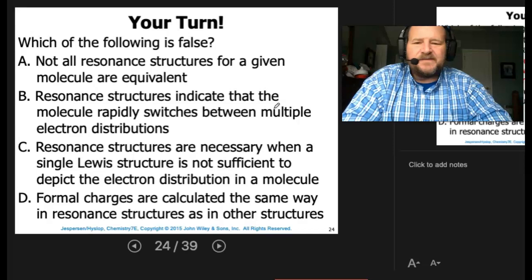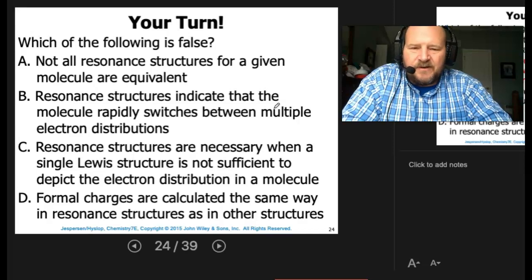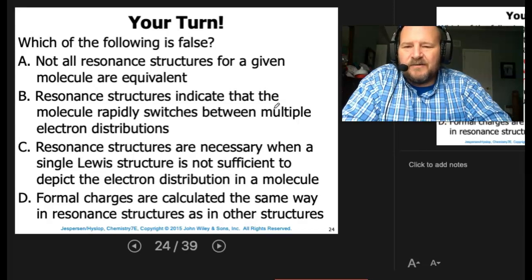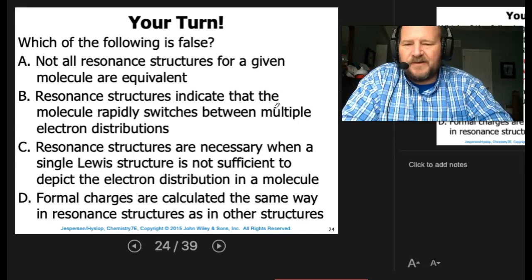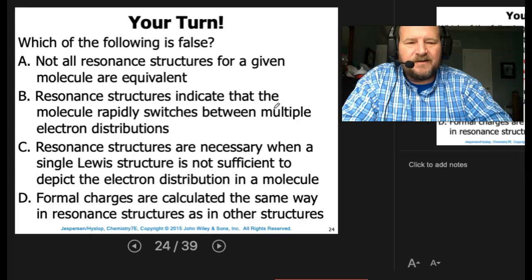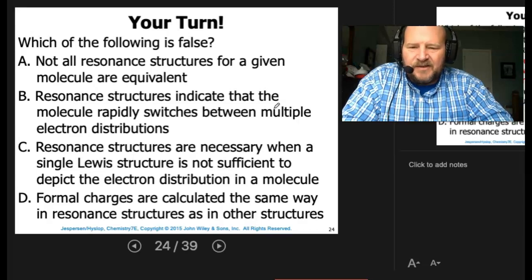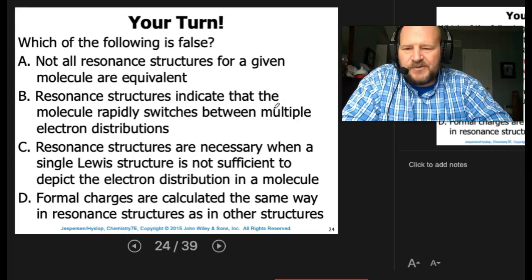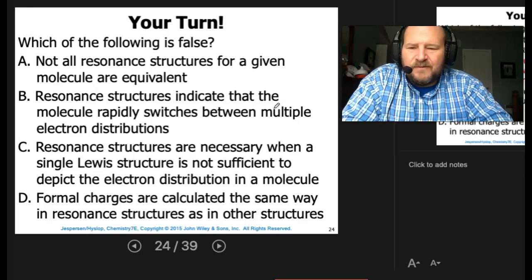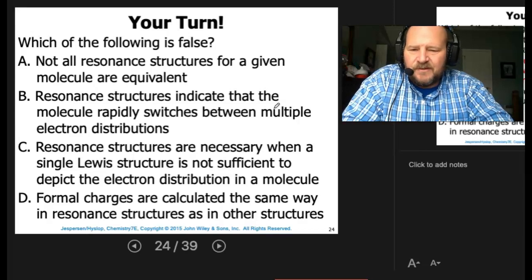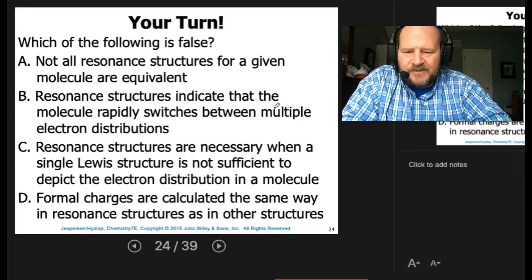Your turn. Which of the following is false? Not all resonance structures for a given molecule are going to be equivalent. Well, it's going against exactly, let's see, which of the following is false? Not all resonance structures for a given molecule are equivalent. No, they all have to be, right? Resonance structures indicate that the molecule rapidly switches between multiple electron distributions. Resonance structures are necessary when a single Lewis structure is not sufficient to depict the electron distribution in a single molecule. And formal charges are calculated the same way in resonance structures as in other structures.